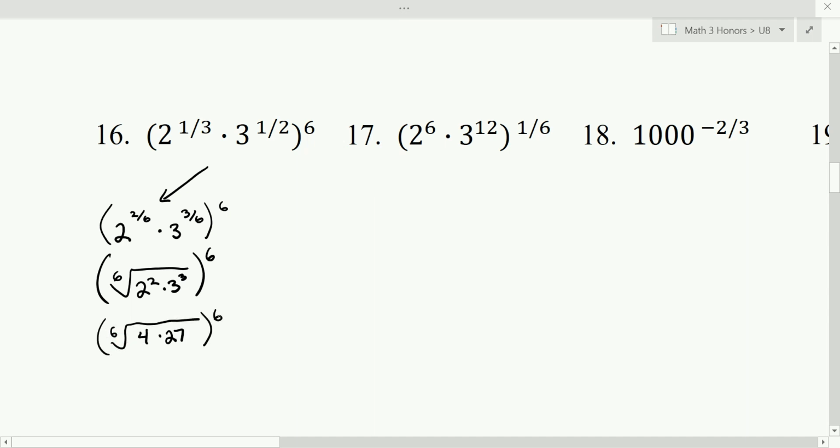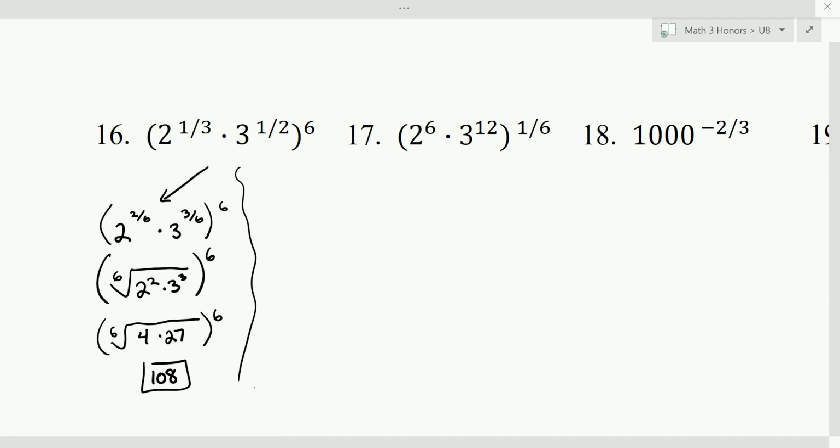What happens when you raise the 6th power to a 6th root? Get rid of that. And then what's 4 times 27? 108. Okay, so that's one way. Maybe not the easiest way, but it works. What's another way?